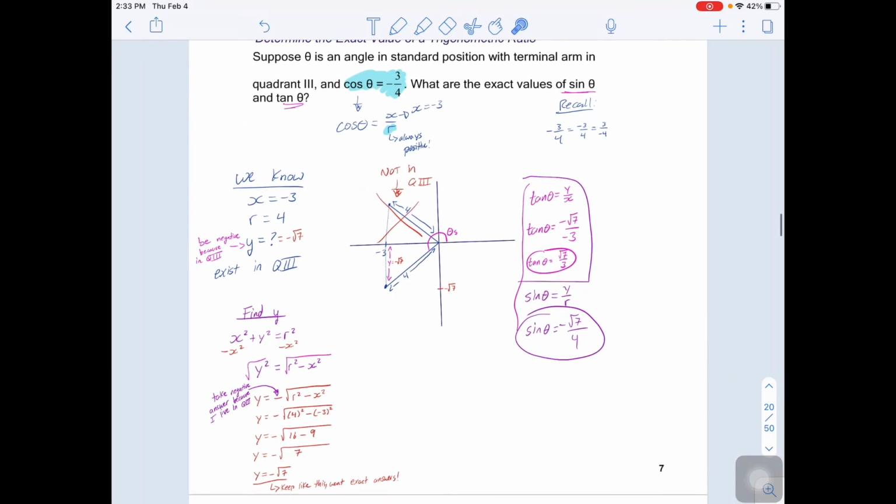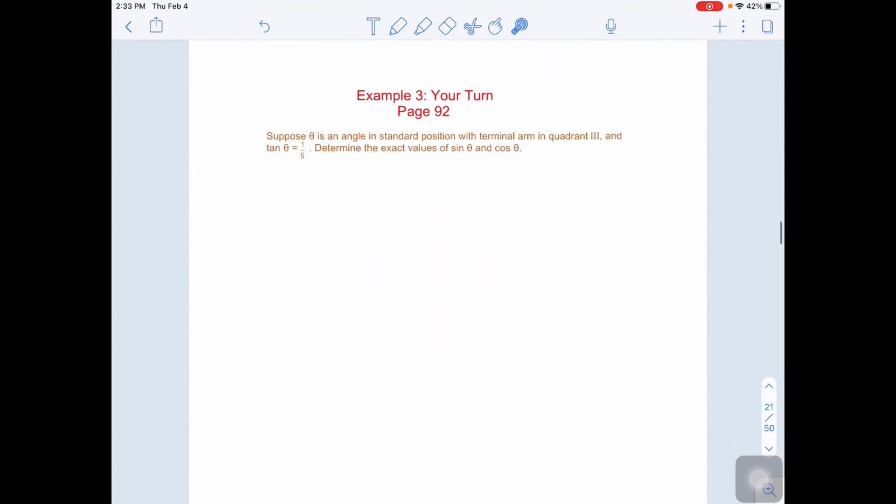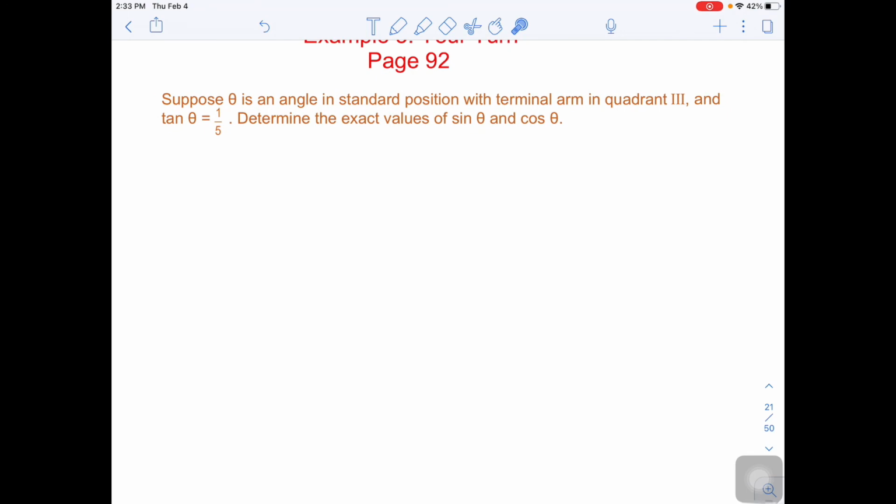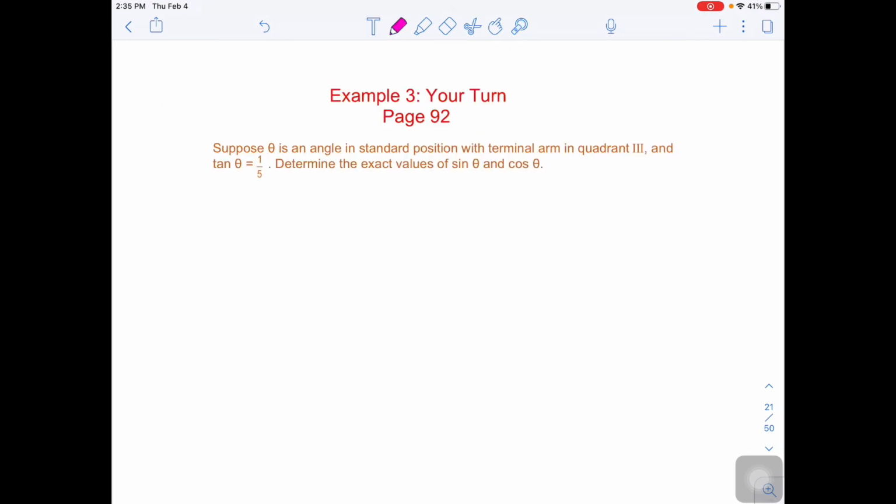Okay, so if you have any questions, please let me know. This is kind of a your turn here. I would suggest giving this one a shot and then coming back and I'll walk through the solution with you. So let's go through the solution together for this question.